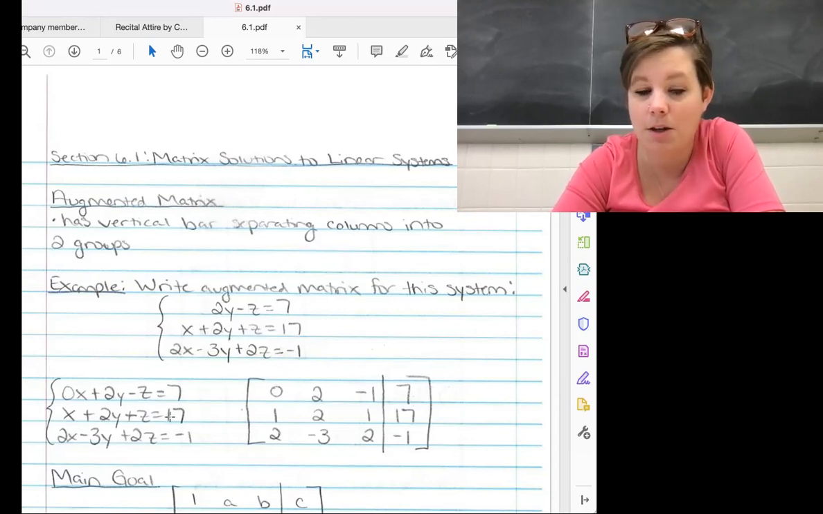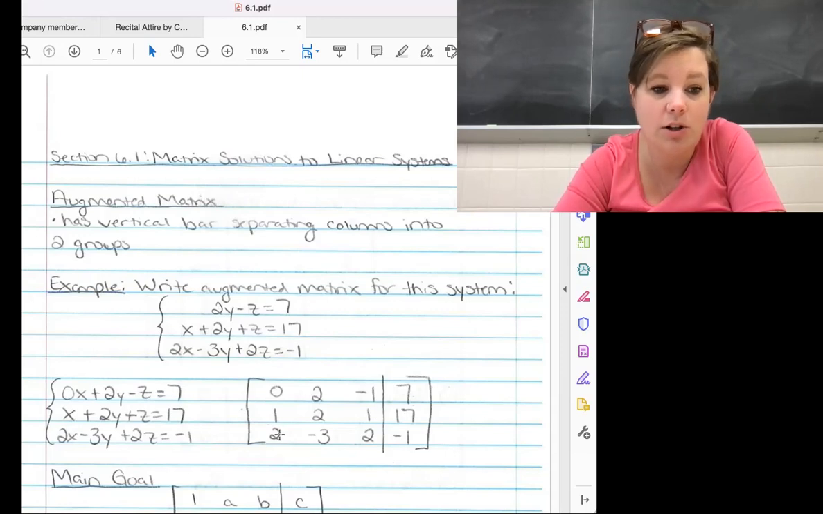Then we're going to do the exact same thing for the next 2 equations. For the next equation, I have 1x, 2y, 1z, and 17 is my solution. The third equation, I have 2x minus 3y, 2z, and -1. So that's how we write an augmented matrix from a system of equations.